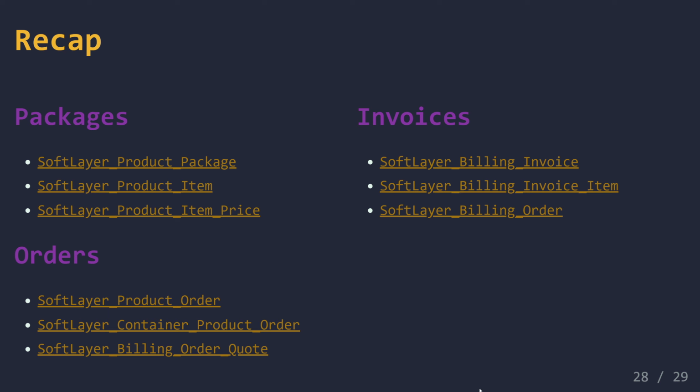And hopefully that explains how the catalog works, how to place an order, and how to look up the order once it's already said and done, and how to figure out how all the pricing relates to each other in the SoftLayer API.